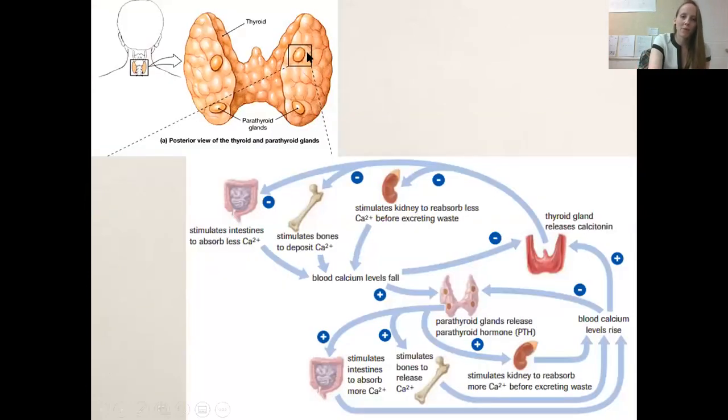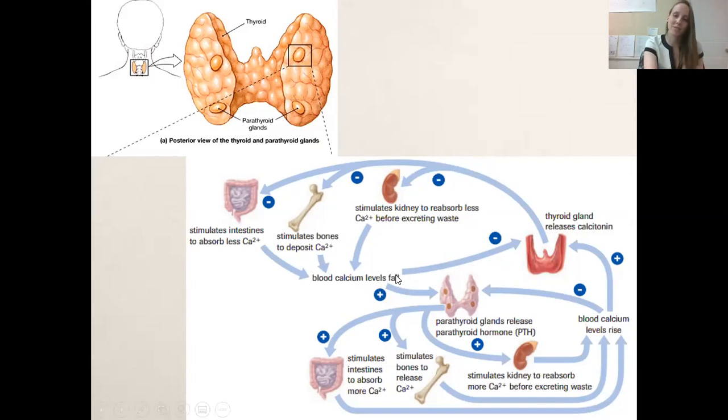So this whole butterfly shaped thing is your thyroid gland, and these four little circles are the parathyroid glands. And again, if you have high blood calcium levels, that's going to cause your thyroid to release calcitonin. The calcitonin is then going to stop your kidneys from reabsorbing as much calcium, stop your intestines from absorbing as much calcium, and cause calcium to be deposited on your bones, which will then lower the blood calcium levels.